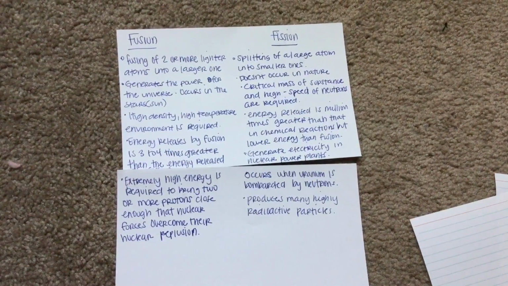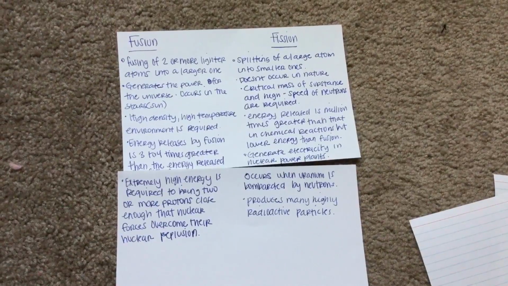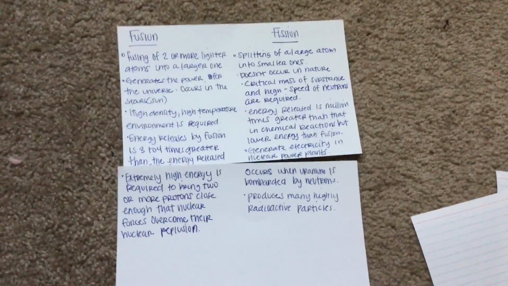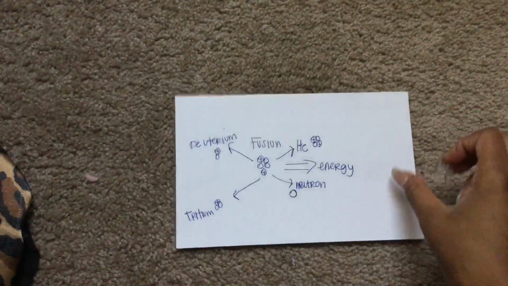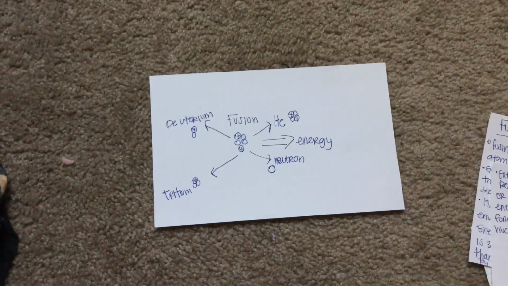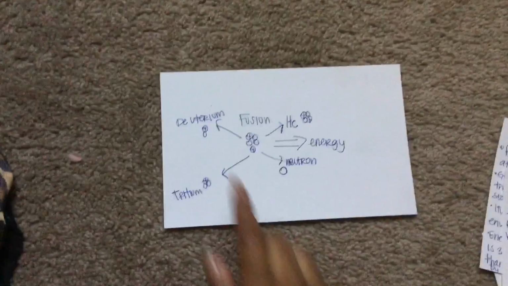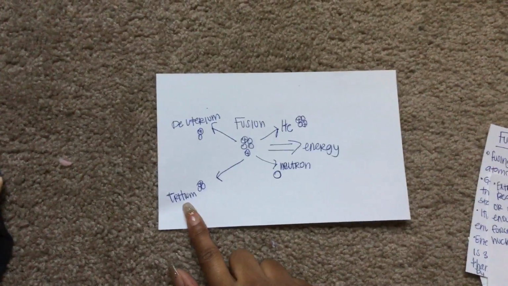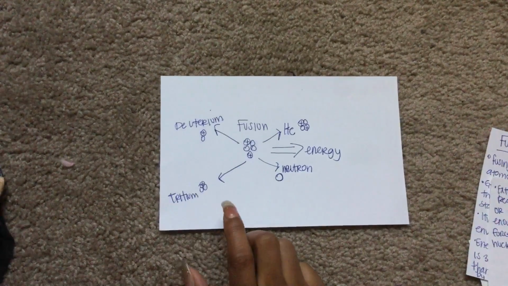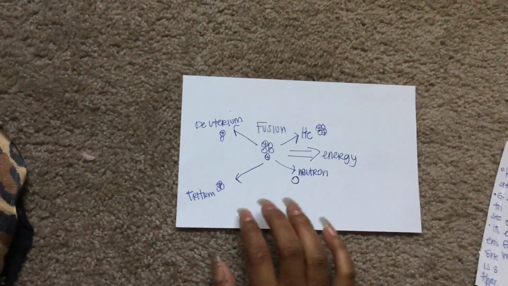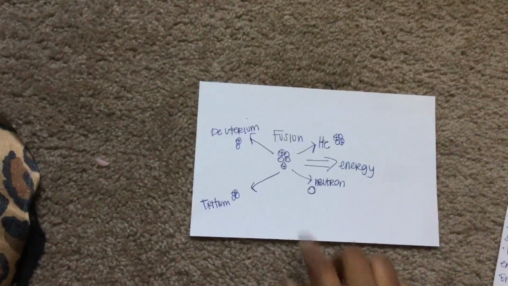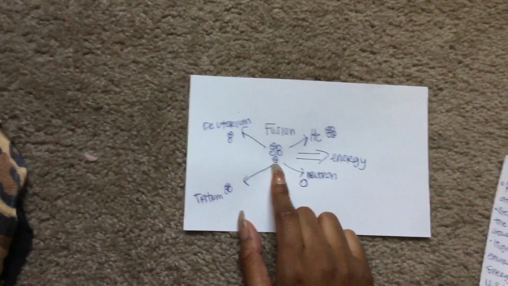An extremely high energy is required to bring the two or more protons close together to overcome nuclear repulsion. Alright, an example of that would be this example with the isotopes of hydrogen, hydrogen-2 deuterium, and hydrogen-3 tritium. It basically shows the fusing of these lighter atoms into a larger one, into a larger hydrogen molecule.